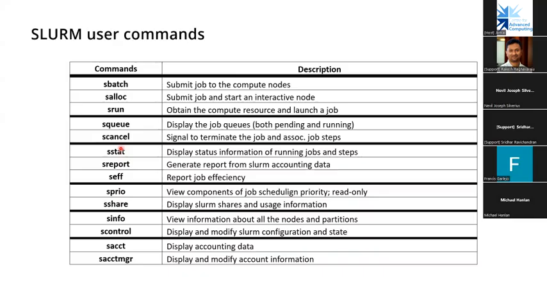And then for monitoring and reporting, we have SStat, SReport, and SF. SF is essentially to report on efficiency from one of the jobs. I think there's one more. Yeah, so S-Prio, which stands for SLURM priority, gives you the components of the scheduling policy.